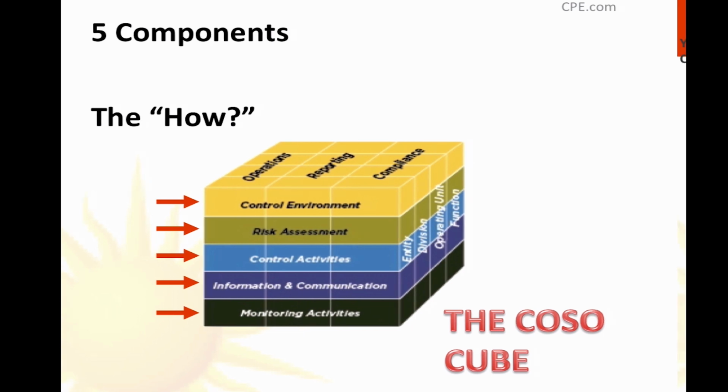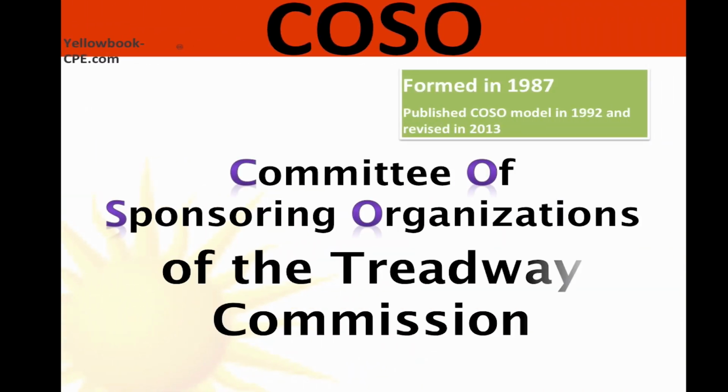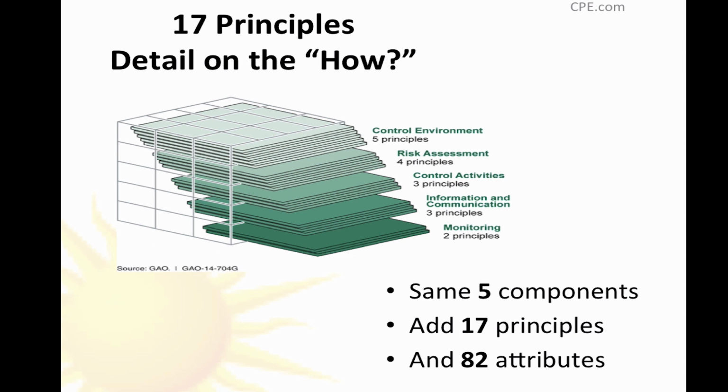But no, the COSO organization, recognizing they're the creators of that cube, that the cube is a little hard to work with. They published it in 1992 initially. And in 2013, they said, let's reorganize this thing, make it easier to work with. And indeed they did by breaking down those 5 components on the face into 17 underlying principles. And then they took those 17 principles and broke them down yet again into attributes.